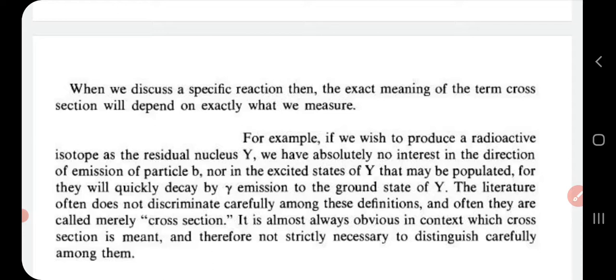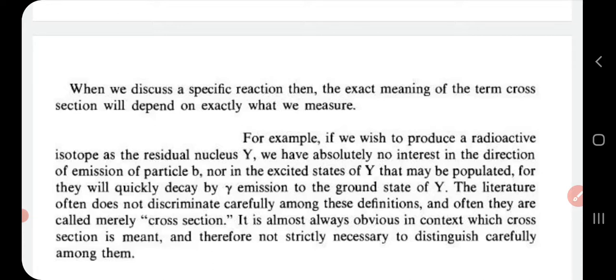When we discuss a specific reaction, the exact meaning of the term cross section will depend on exactly what we measure. For example, if we wish to produce a radioactive isotope as a residual nucleus Y, we are not interested in the direction of emission of particle B, or in the excited state of the residual nucleus Y. Why? Because the excited states will quickly decay by gamma emission to the ground state of Y. So there is no need of understanding the excited states of the residual nucleus Y.